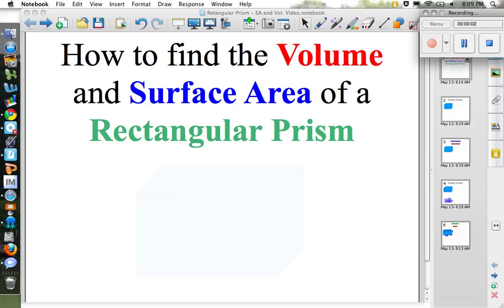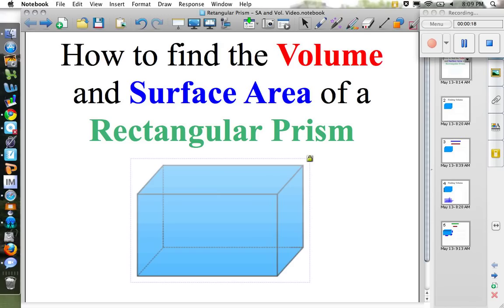All right, today we are starting a new unit on volume and surface area of prisms. Today we're going to talk about how to find the volume and surface area of a rectangular prism. What is a rectangular prism? Well, most of you know it as a box. That is what a rectangular prism is. It's the easiest one, and that's the one we're going to go through first.